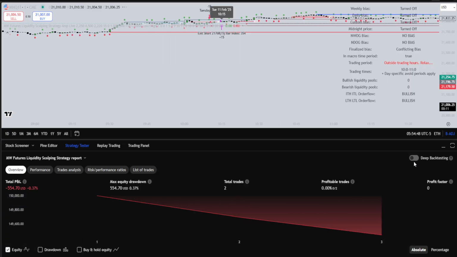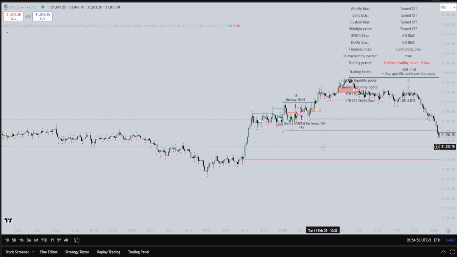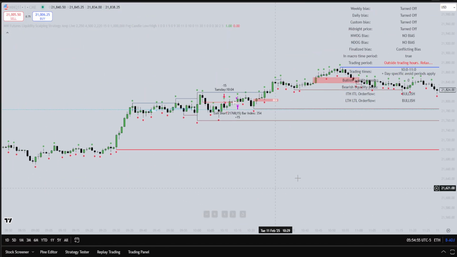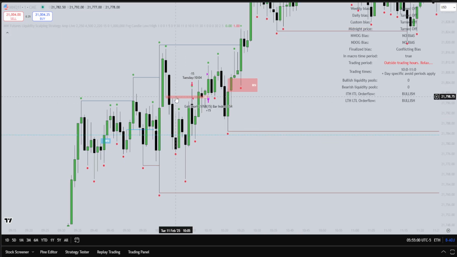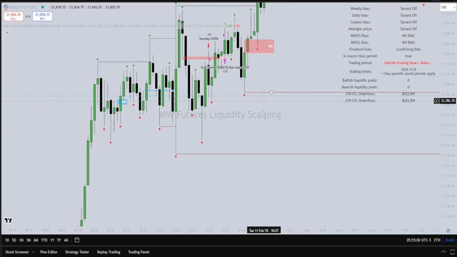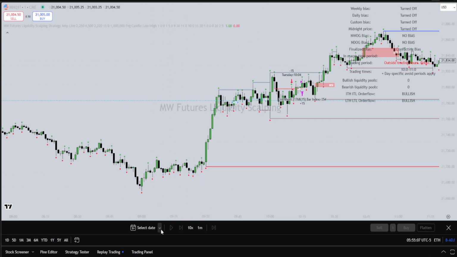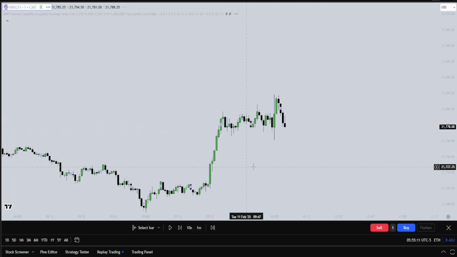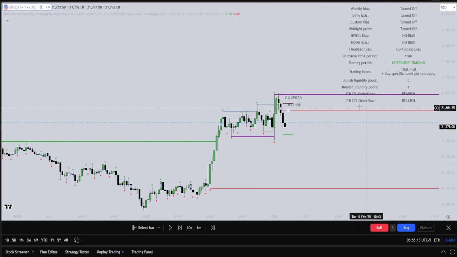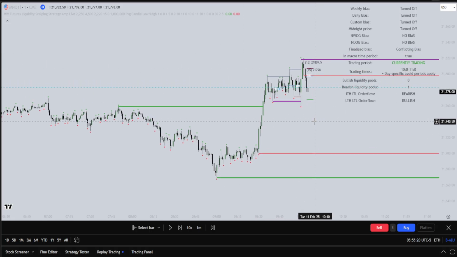So we see that now we actually have a loss over here instead of a win. And this loss I want to quickly filter out. Let's have a look. I want to see what the order flow was when this trade was placed. The long term is bullish, as you can see. The short term is bearish because we took this out.